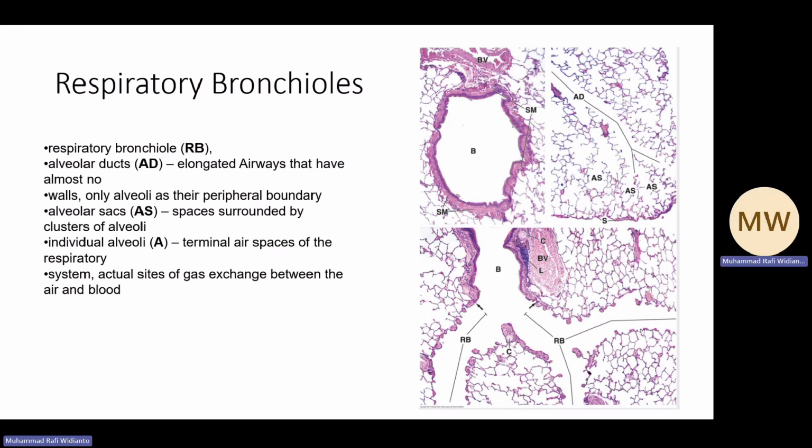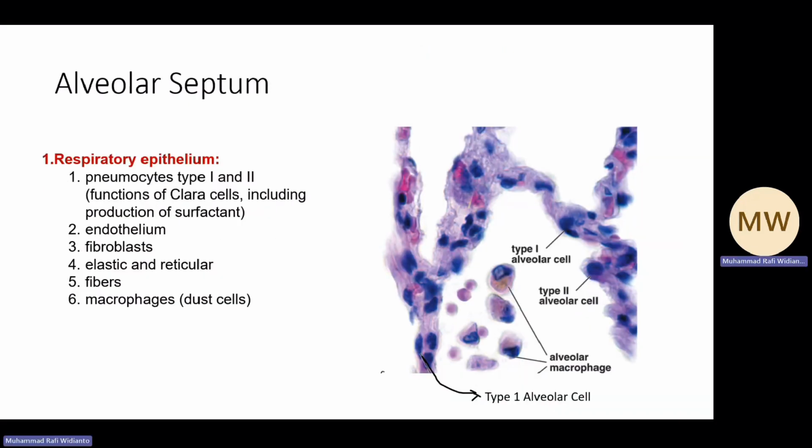And then you can see here the alveolar duct, which is like a route towards the alveolar sacs. And the alveolar sacs are basically spaces that are surrounded by the surrounding alveoli. And individual alveoli are used for gas exchange through the blood-air barrier. Now about the alveolar septum.